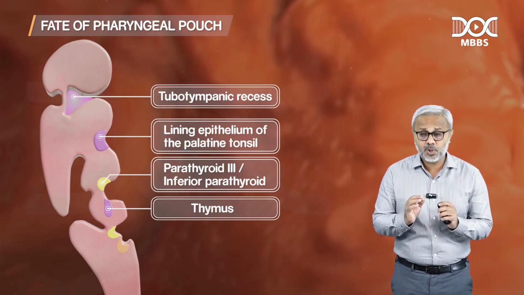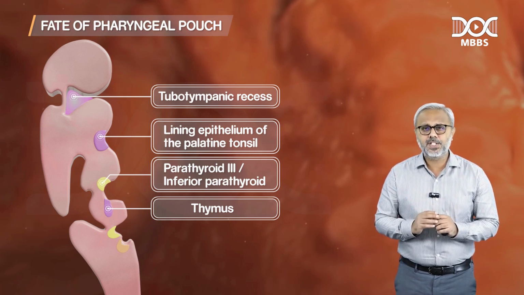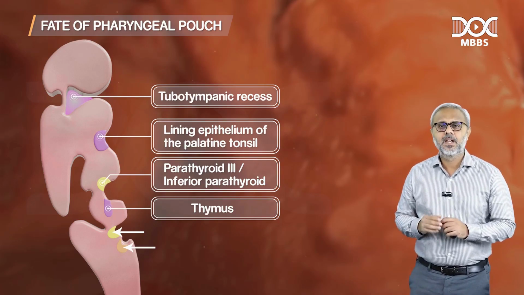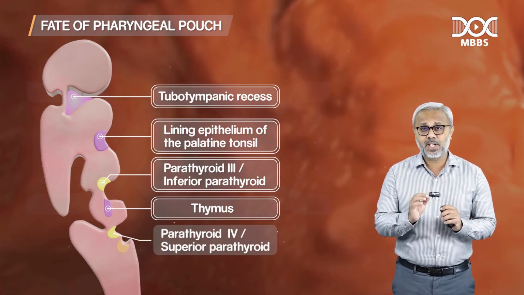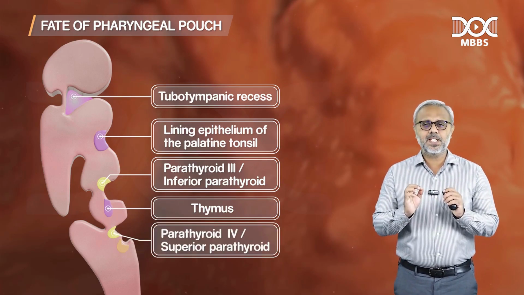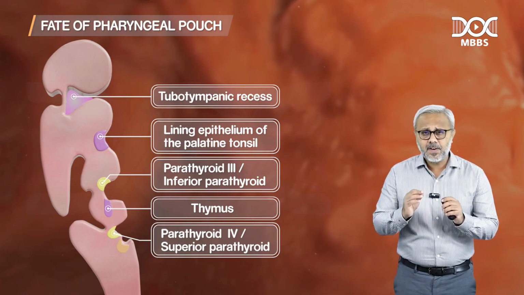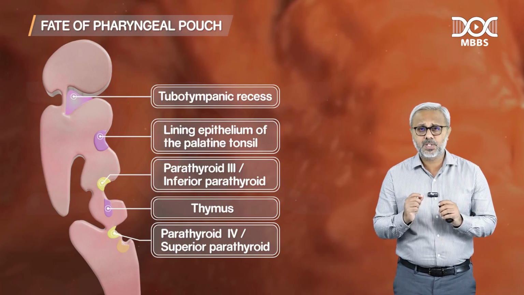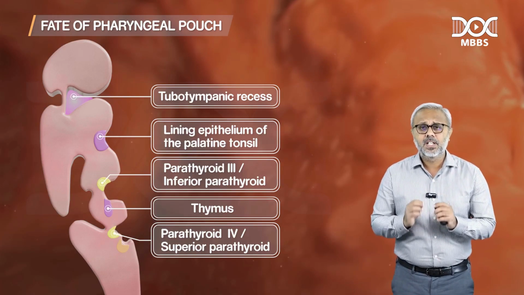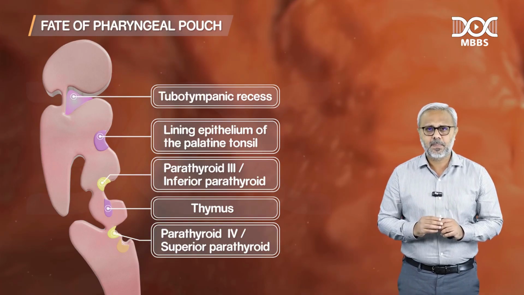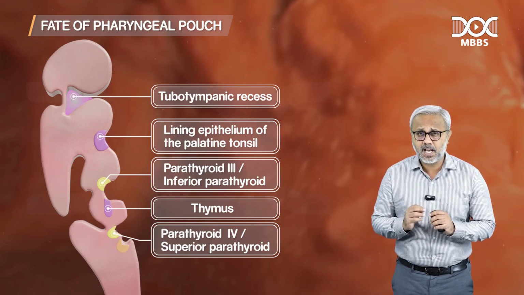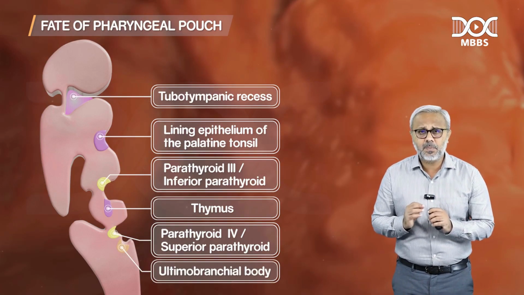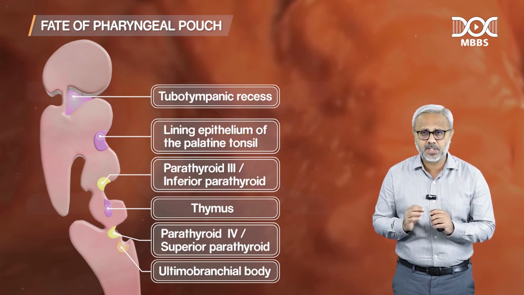What about the fourth pharyngeal pouch? The fourth pharyngeal pouch again has a dorsal element and a ventral element. The dorsal element will give rise to parathyroid 4 or superior parathyroids. The ventral element usually unites with a small rudimentary pouch which is called the fifth pouch, forming the caudal pharyngeal complex. The caudal pharyngeal complex will have the ultimobronchial body, right? Now this ultimobronchial body gives rise to two important structures.